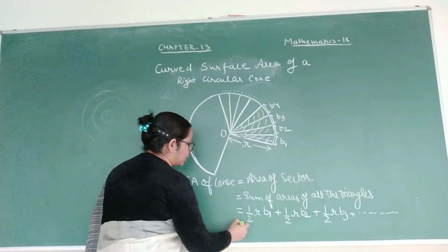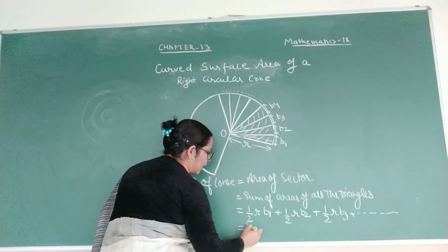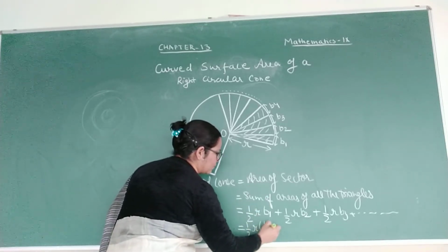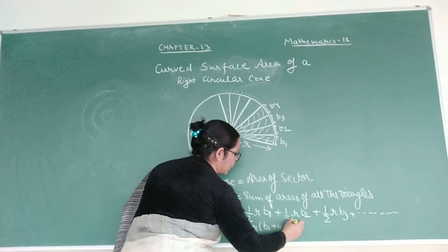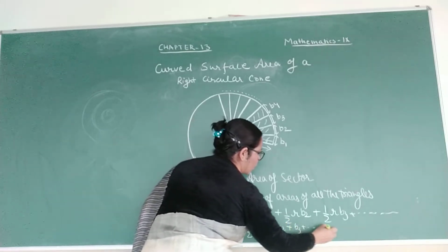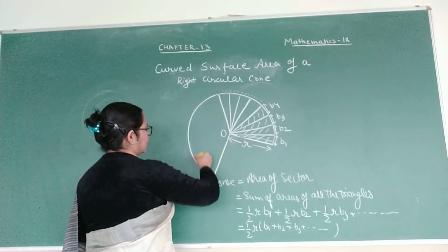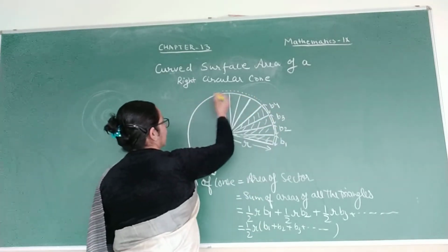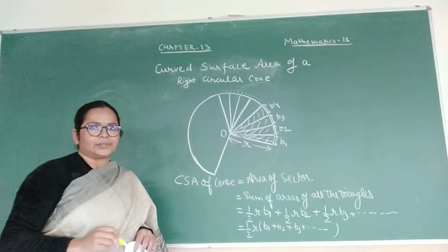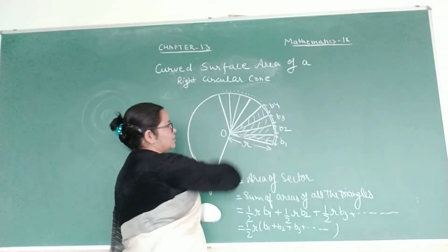Now what can we take common here? We can take half and R common. We are left with B1 plus B2 plus B3 plus so on. Means sum of all the bases. So what it gives us? It gives us this arc length of the sector. The arc length of the sector.